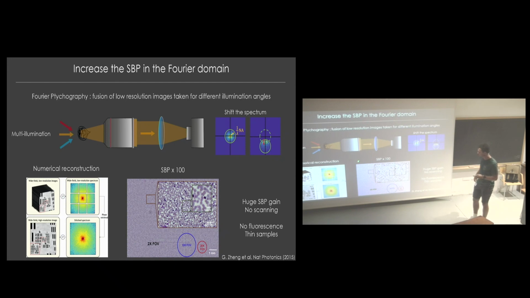For instance, here, this is an image taken with a 2x microscope objective, so very, very low, but they end up with the same resolution as a 20x objective with, let's say, 100 images. So you have a huge spatial bandwidth product gain. You don't need to scan your sample, so this is pretty fast because you just change the illumination and take images. The limitations are that it's not compatible with fluorescence, and it works only with thin samples. So if you have a 3D sample that scatters light, it's not working, or not working well.